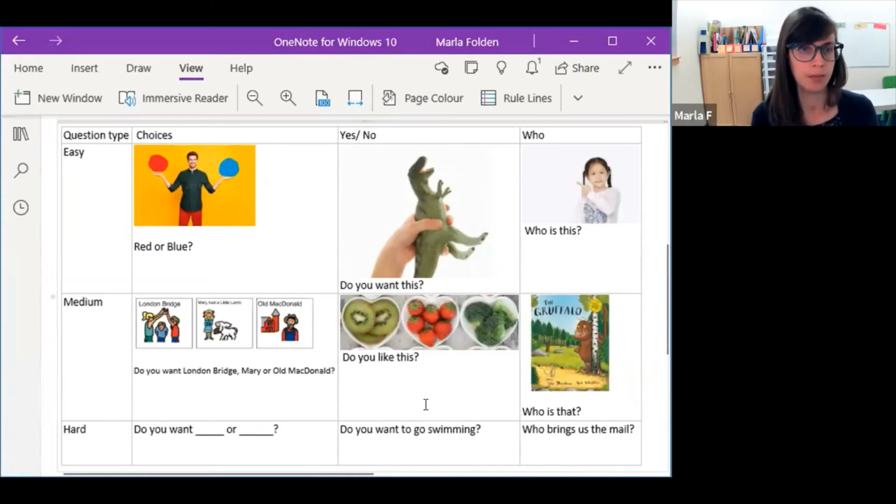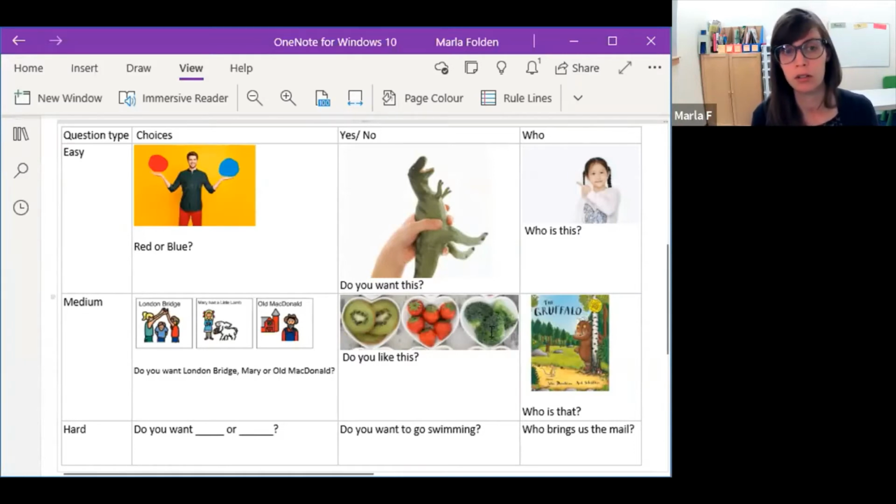Moving over here, we have yes, no questions. Again, with the most concrete, holding up the thing, do you want this? Yes or no, being the easiest level for our students to understand. Moving into something more complicated, do you like this? And you might point to one, but there's multiple things there. And that's a picture, not an actual object.